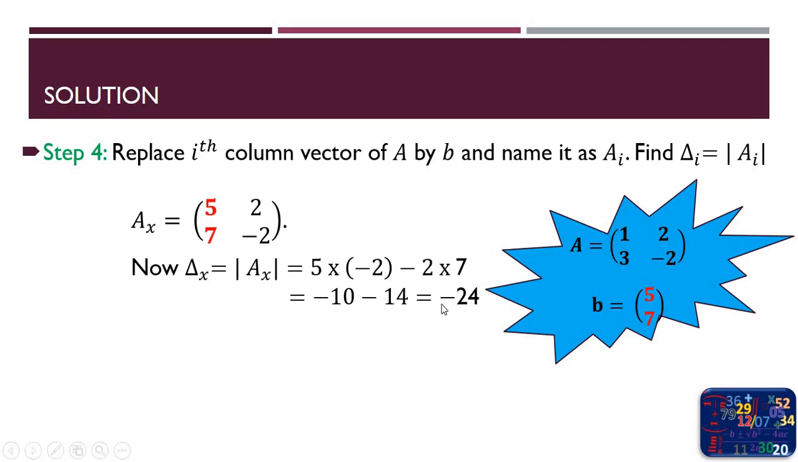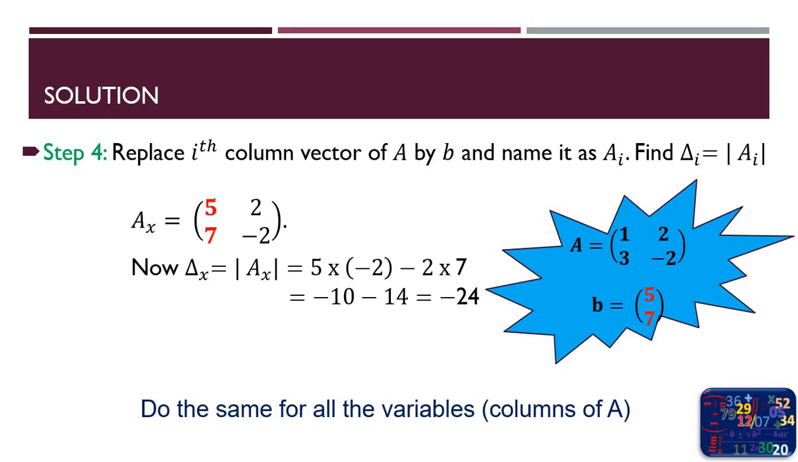No problem at all. But the only thing, delta should not be equal to 0. Do the same for all the variables. That means here we have one more column vector, that is for y. So we will repeat the process one more time for column 2.